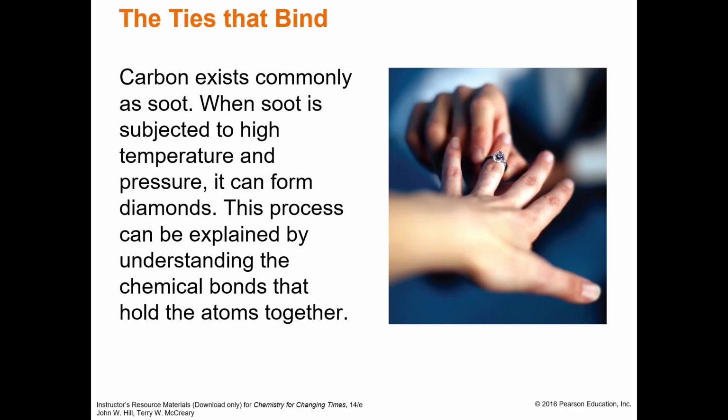Diamond is going to be a form of carbon where you have a large number of carbon atoms that have formed covalent bonds in between them. And it makes a very nice little network. And that's what makes it so hard. So this process can be explained by understanding your chemical bonds that hold the atoms together. That's going to help you understand the difference between things like soot, graphite, and diamond. All of which are carbon, but are carbon in different arrangements.